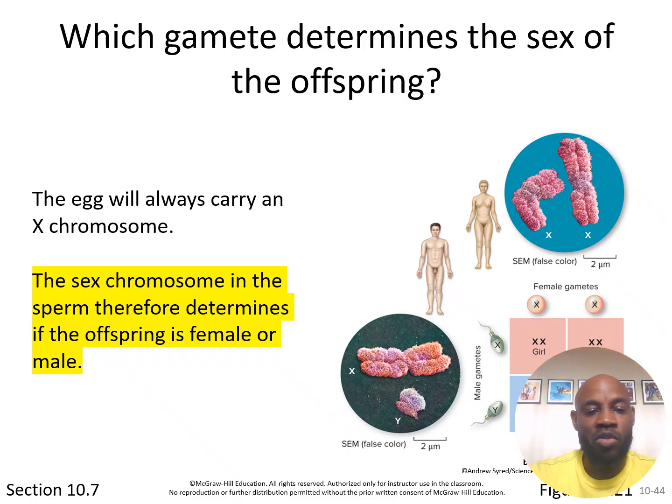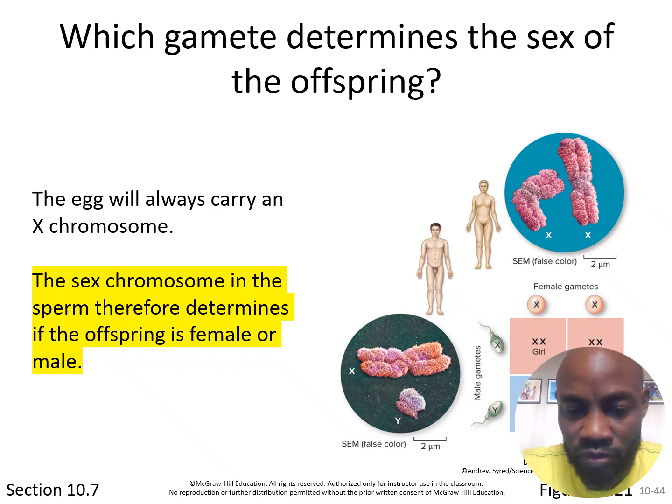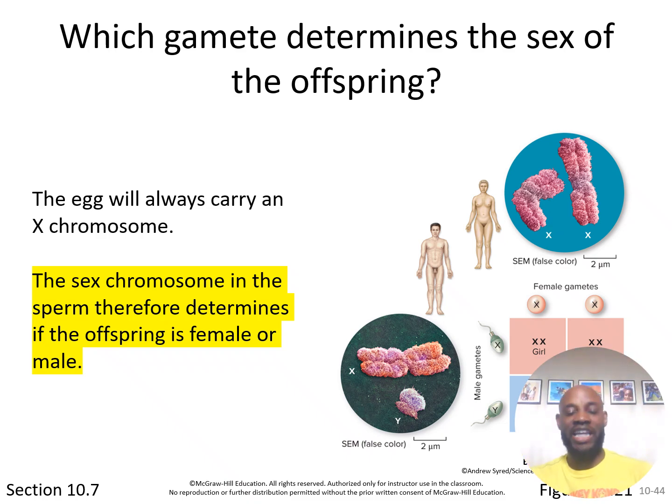So the egg will always carry an X chromosome, because mom only has 2 X's, so the egg will always have an X chromosome. And so really, it's the sperm that determines if the offspring is male or female. If the sperm is carrying the father's X, then the child will be female. If the sperm is carrying the father's Y, the child will be male.